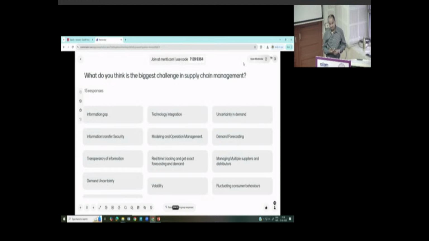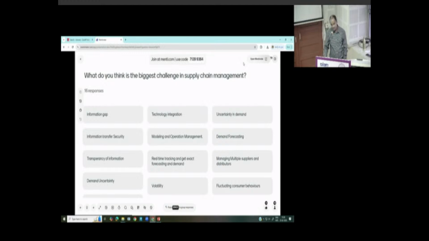Then volatility in nature. Yesterday we talked about the volatility and risks, the uncertainty involved. Suppose you are moving some goods, say from Asia to Europe or other parts of the world, you don't know what will happen in transit. So that's the volatile nature. Then fluctuating consumer behaviors as well. Consumer shopping habits continuously change. So that's another major challenge for companies to satisfy these changing demands.